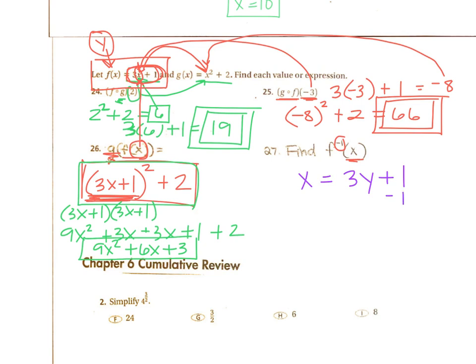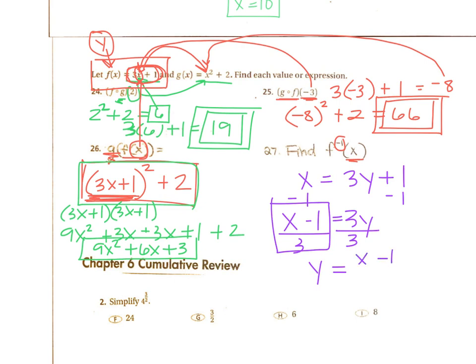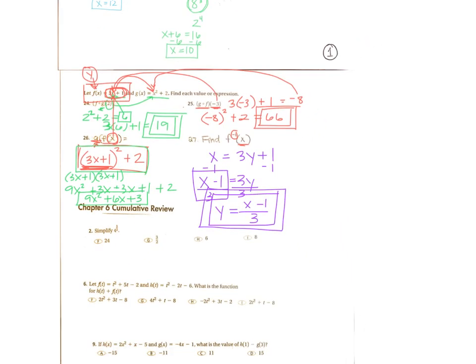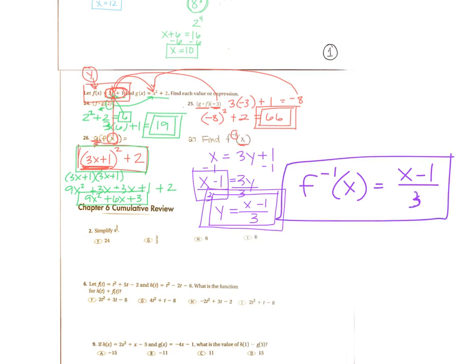So we're going to take away 1 on both sides. So 3y equals x minus 1, and then we're going to divide by 3. So we end up with y equals this, x minus 1 divided by 3. And that would be your inverse, okay? Technically, because it was in function notation, we would write the inverse of x equals x minus 1 over 3. I'm not super picky about that either.